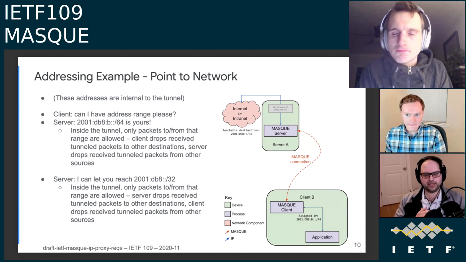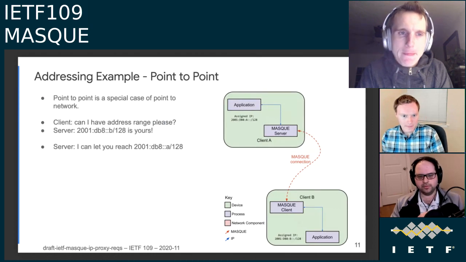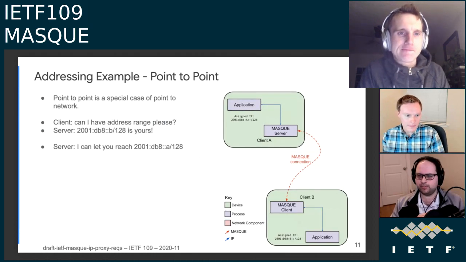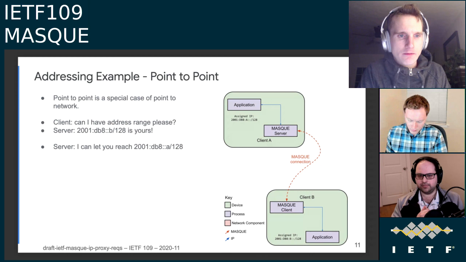We only have 2 more slides. Next slide, please. So the thing that we wanted to say next here is that point-to-point is sort of a degenerate case of point-to-network, where rather than trying to access a large range, we're just trying to access an individual address. So it looks very much the same. You ask for an IP, and you just have a reachable of a /128 rather than a large subnet.